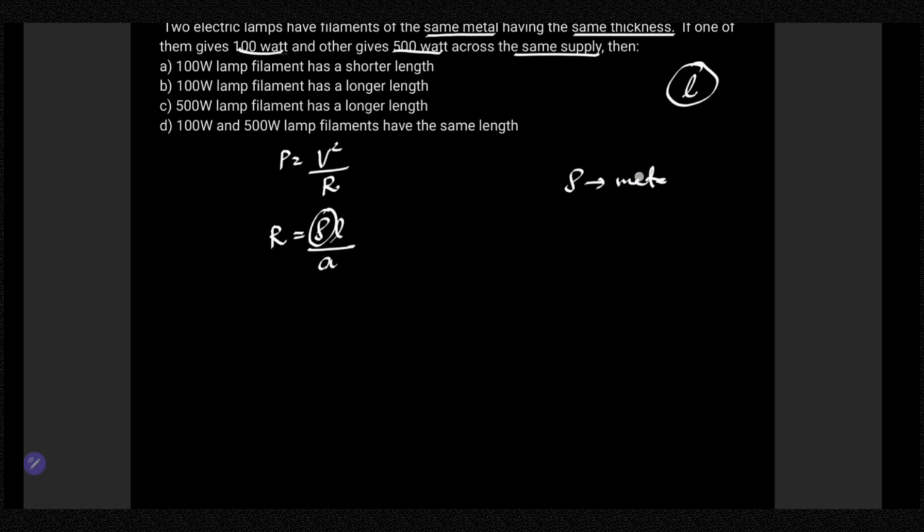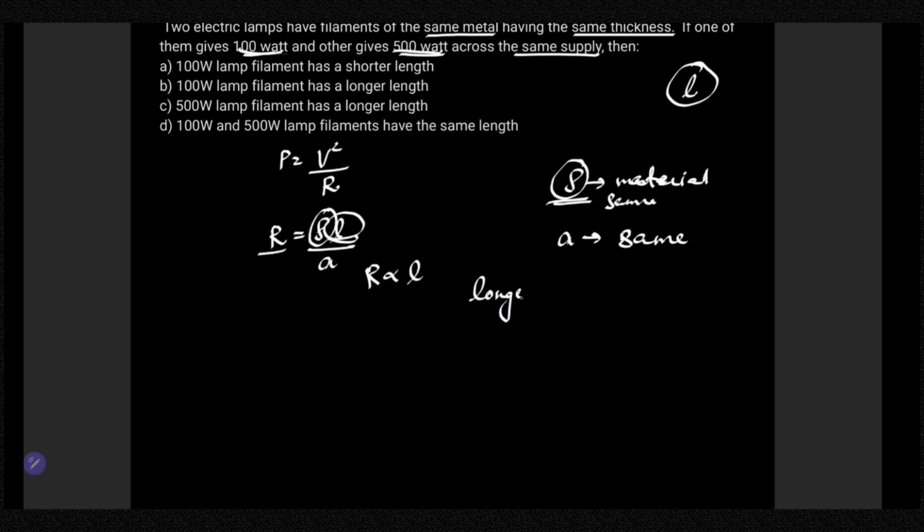From here we know rho is a material property. Each material has its own different rho value. Since the same metal is used, the rho value for the 100 watt and the 500 watt bulbs will be the same. And since thickness is also the same, the area will also be the same. So R is directly dependent on length. If the length increases, the resistance will also increase. So the longer the length, the higher the resistance.